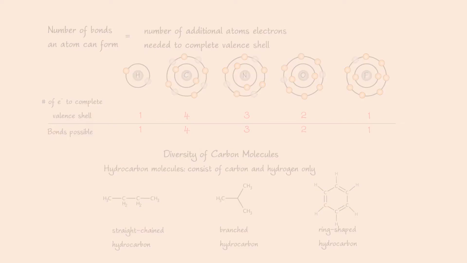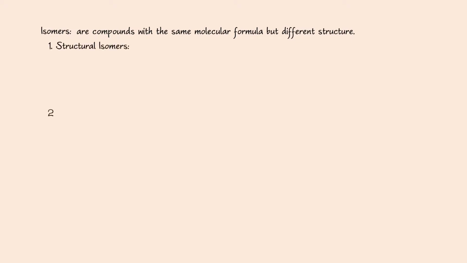Now we are ready to move on to our next topic. Isomers are compounds with the same molecular formula, but different structure. There are 3 different types of isomers: structural isomers, geometric isomers, and enantiomers. We will start our discussion with structural isomers.